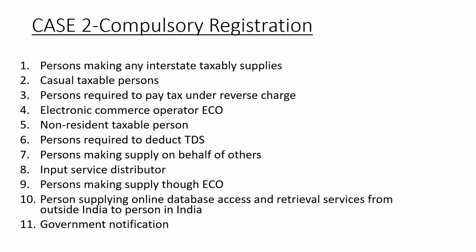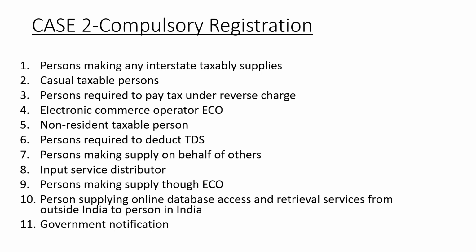Next are persons who are required to deduct TDS, that is tax deducted at source. Seventh are persons making supply on behalf of others. This includes various agents who are making sales on behalf of their principals. Next are input service distributors. Input service distributors are persons who have a principal place of business and various other establishments across the country.